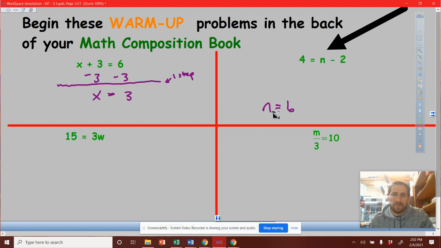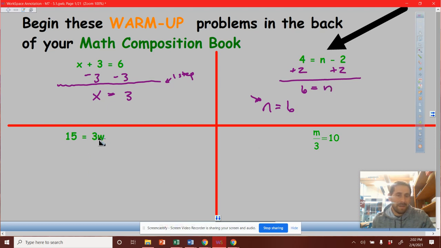Like the error here, if you told me n equals 6, how did n get on the left side of the equal sign when it was on the right side to start with? So keep everything balanced, keep everything consistent, and you'll get 6 equals n.